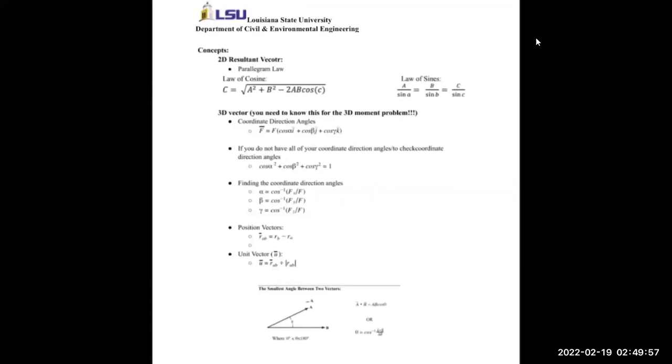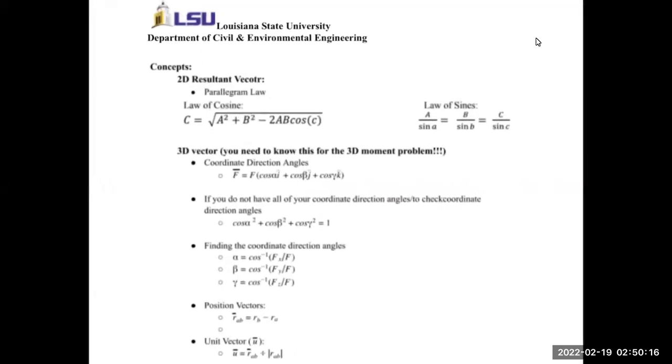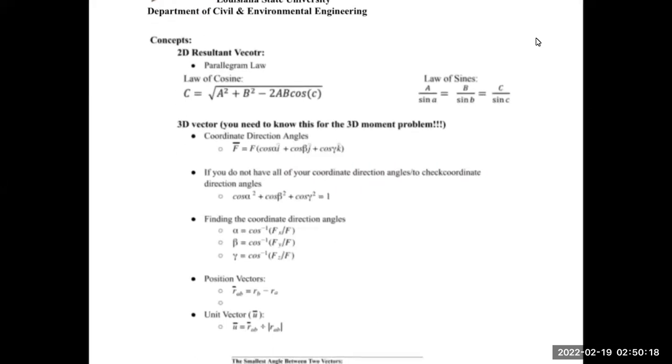All right, and here are some of the concepts. I went over all of these concepts in my previous SI videos, so I'm just going to quickly go through them and not get into too much detail. If you want to know more detail about these concepts, please go back and watch my previous SI videos. So for 2D resultant force, like I said, it's going to be the parallelogram law, where you have to utilize the law of cosine and law of sine.